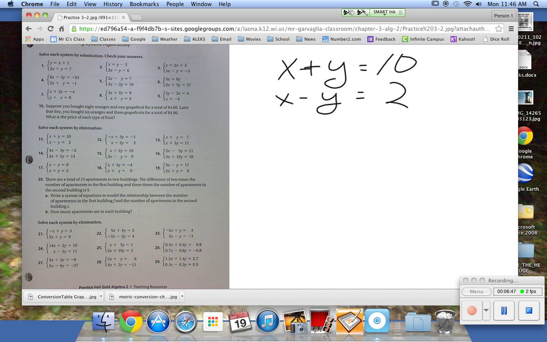So this is all you do. Draw a line underneath it, and take a look and say, can I add or subtract variables to get rid of them? I can subtract the x's, right? Okay. So we can do it this way. Subtract x from x, and this becomes 0. Minus becomes a plus, so this becomes 2y, and this equals 8.